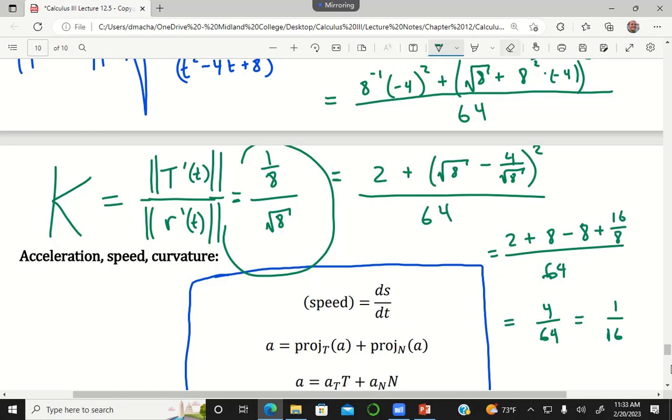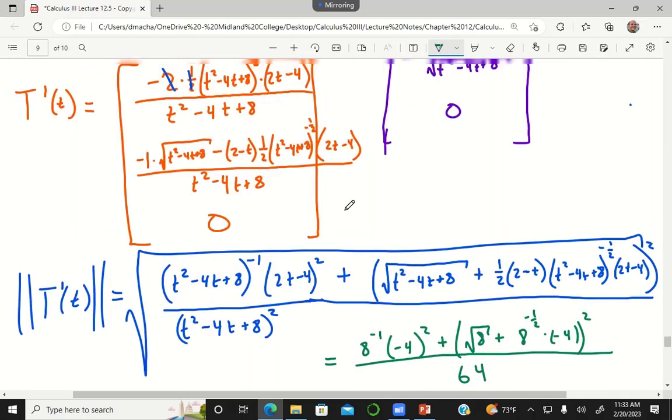And so that's the same thing as 1 over 8 root 8. So I can multiply the top and bottom by square root of 8, and I would get something like square root of 8. Actually, no, let me try to do this better. So square root of 8 is 2 root 2. Now multiply the top and bottom by root 2, and this would be 8 times 4, which is 32. So that's the curvature of this curve at the point t equals 0.